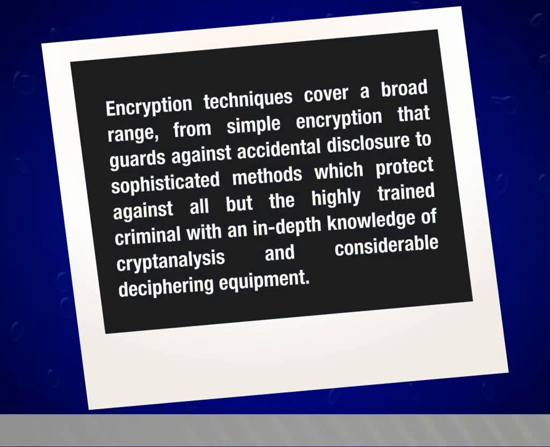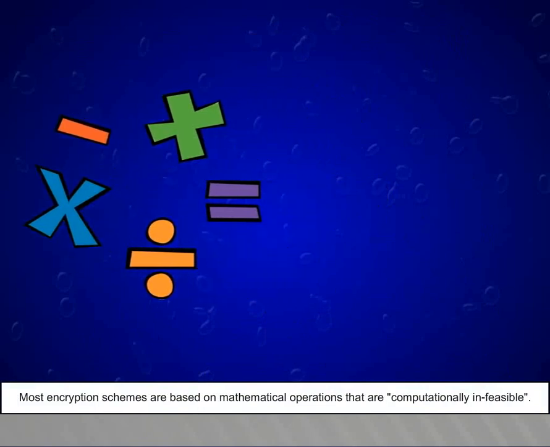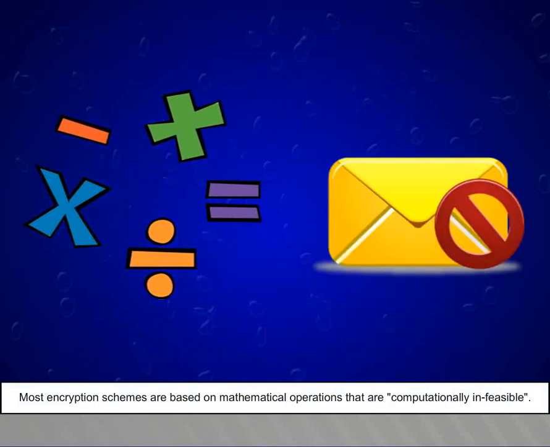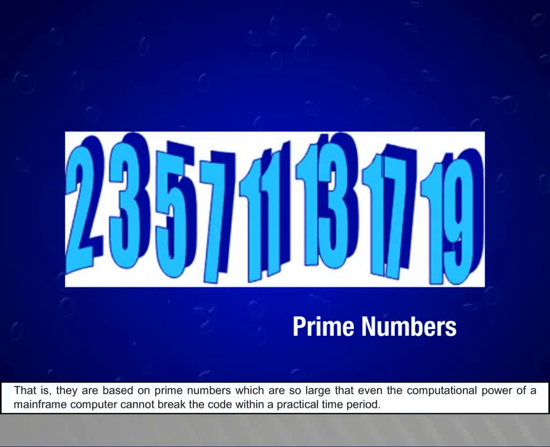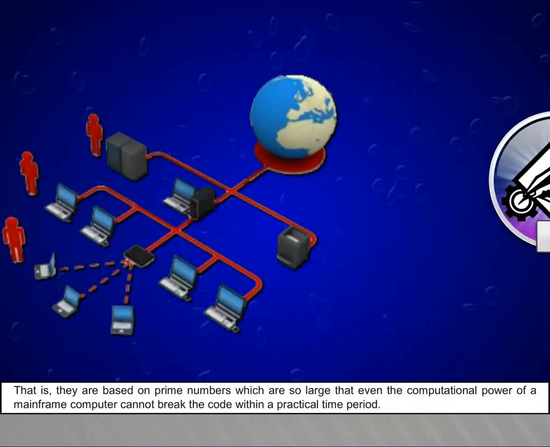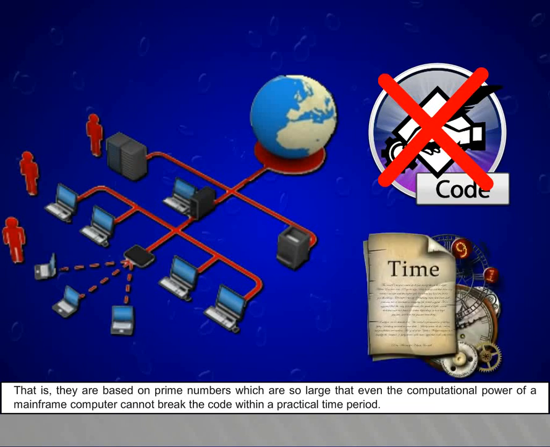Encryption techniques cover a broad range, from simple encryption that guards against accidental disclosure to sophisticated methods which protect against all but the highly trained criminal with an in-depth knowledge of cryptanalysis and considerable deciphering equipment. Most encryption schemes are based on mathematical operations that are computationally infeasible. That is, they are based on prime numbers which are so large that even the computational power of the mainframe computer cannot break the code within a practical time period.